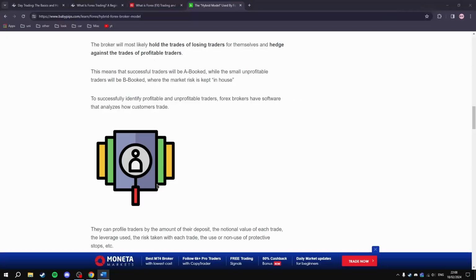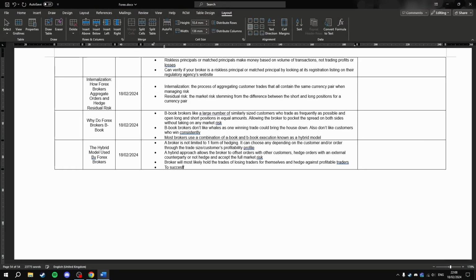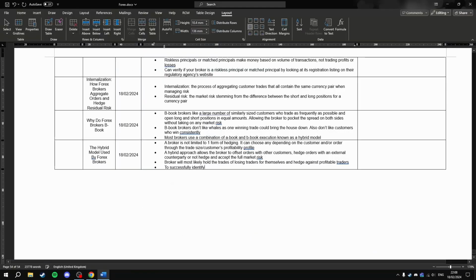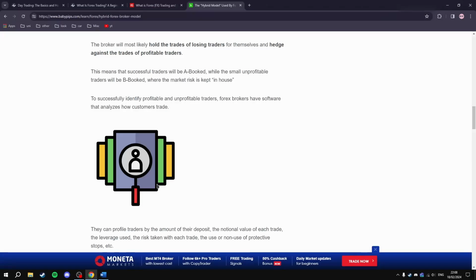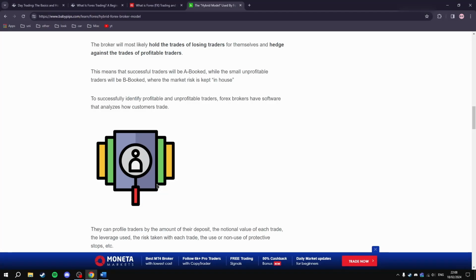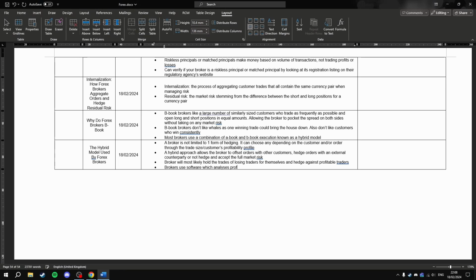To identify profitable and unprofitable traders, brokers use software which analyzes trading data to identify them.